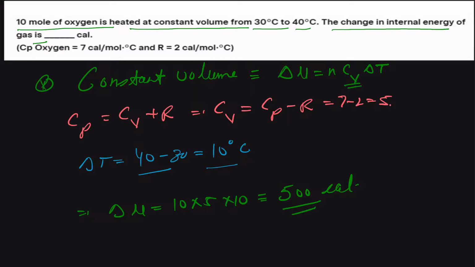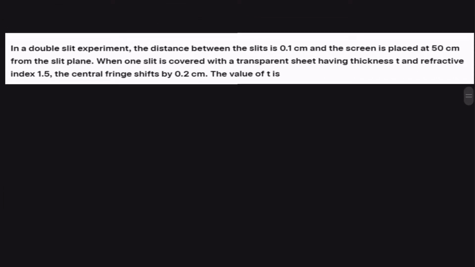Next question. It states that in a double slit experiment, the distance between the slits is 0.1 centimeter and the screen is placed at 50 centimeter from the slit plane. When one slit is covered with a transparent sheet having thickness T and refractive index 1.5, the central fringe shifts by 0.2 centimeter. We have to find out the value of T. And this is basically a Young's double slit experiment.